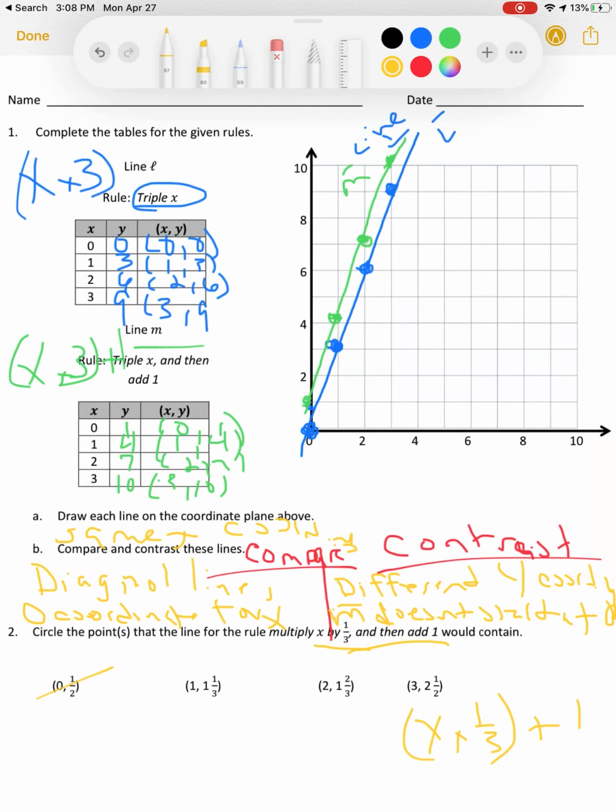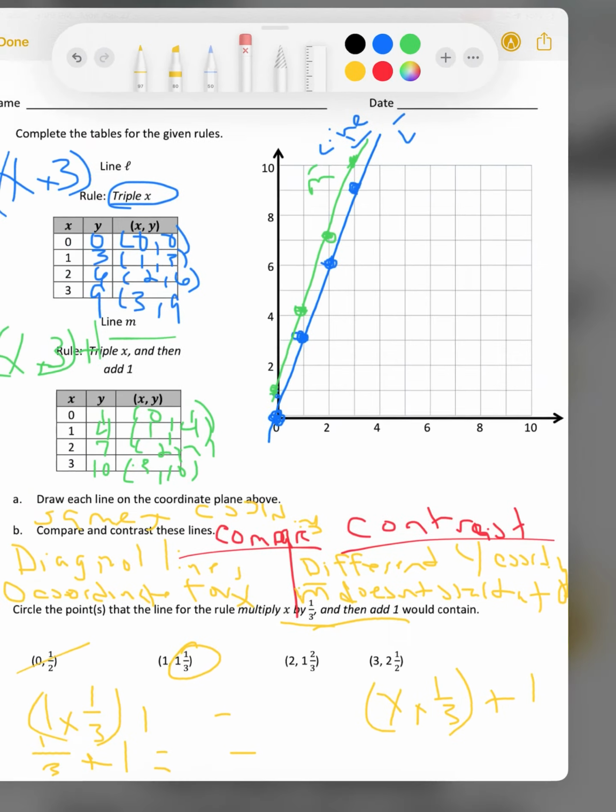When x is 1, is y 1 1/3? So let's fill in 1 for x times 1/3 plus 1. So 1 times 1/3, we know 1/1 times 1/3. 1 times 1 is 1, and then 1 times 3 equals 3. 1/3 plus 1 equals 1 1/3. Is that what they have here for y? Yes. Very good. So we know that this one would be correct to sit on the line for this particular rule. Now let Miss Stormy erase and give us some room.